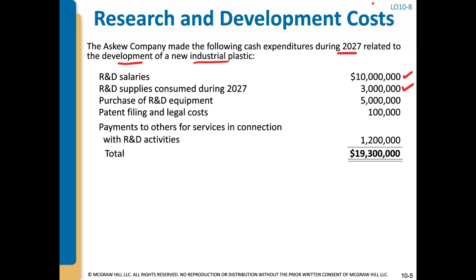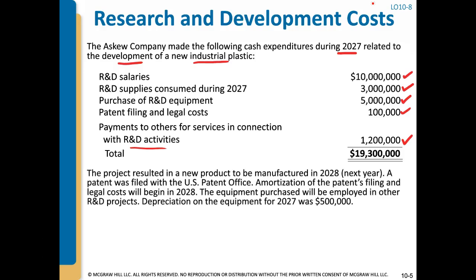Purchase of R&D equipment, well, if we purchased it only for R&D, then it will be expensed. However, if there's future benefit outside of the R&D project, then it might be capitalized. So we don't have enough information yet. And patent filing and legal costs, we'll get to that. And payments to others for services in connection with R&D activities. Yes, that is going to be R&D. So let's see what else it tells us.